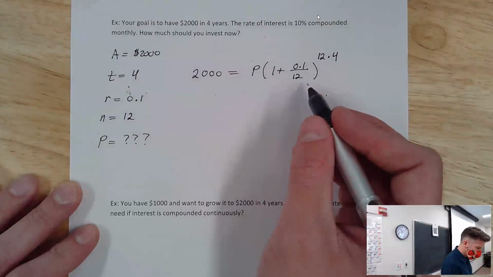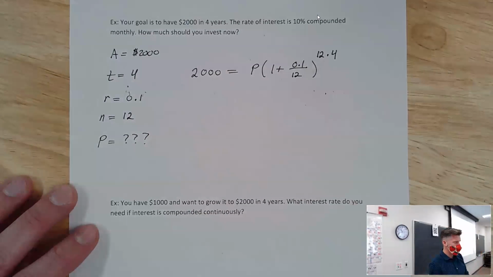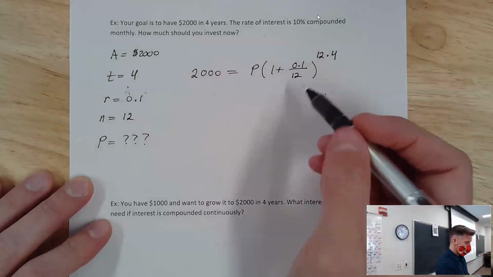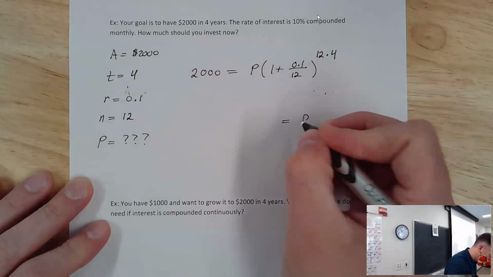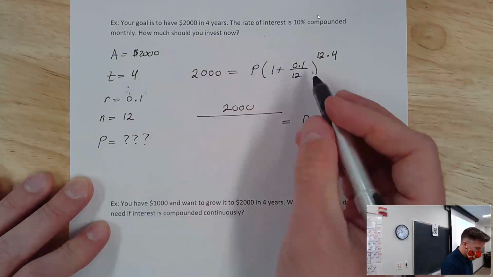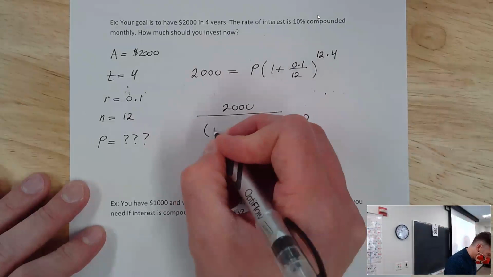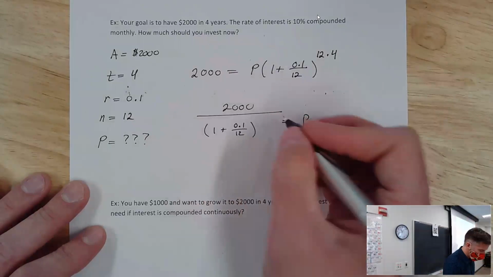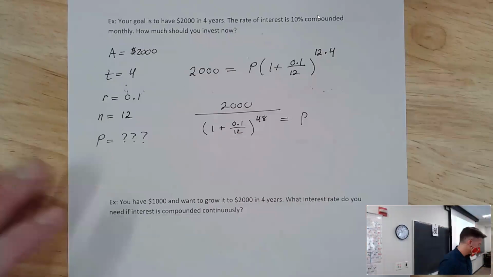So let's go ahead and, well, actually, solving for P here is pretty easy. Easy, meaning it's one step. We're just going to divide by all of this. So P is going to equal 2,000 divided by, I can do a little bit of simplifying here in that I think it's 1 plus 0.1 over 12 to the 12 times 4 is 48 power.